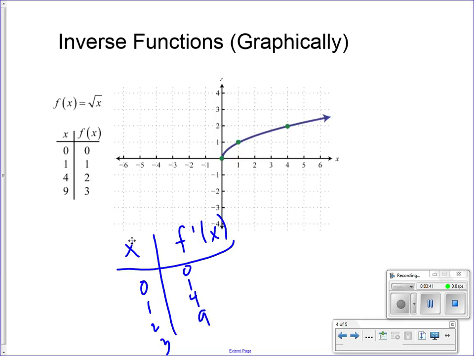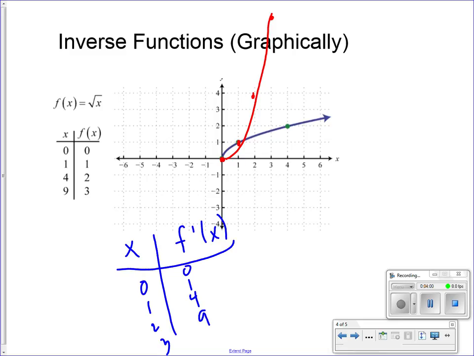If we were to plot those, I'm going to do it in red so you can see it clearly. Here's 0, 0, here's 1, 1, here's 2, 4, and then 3, 9 would go off the graph up there. So if I were to sketch those with a smooth curve, I get something that looks like that.